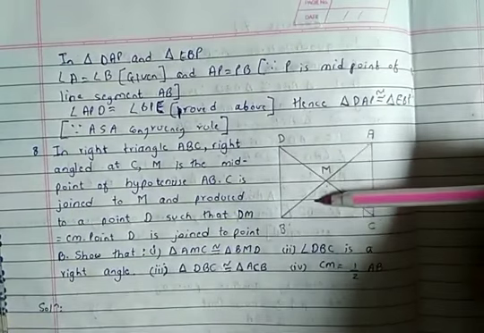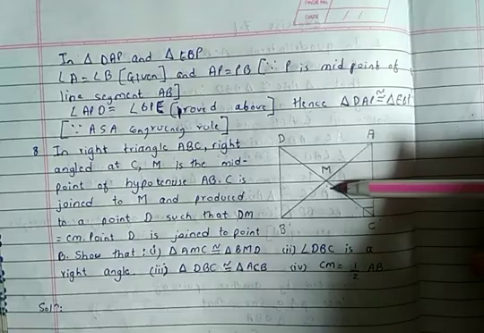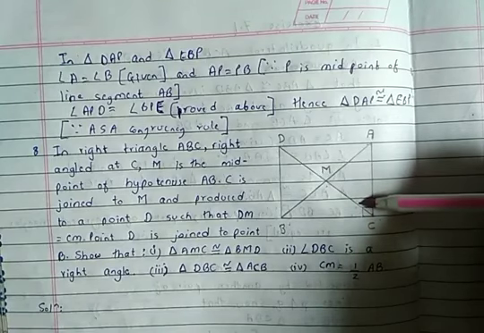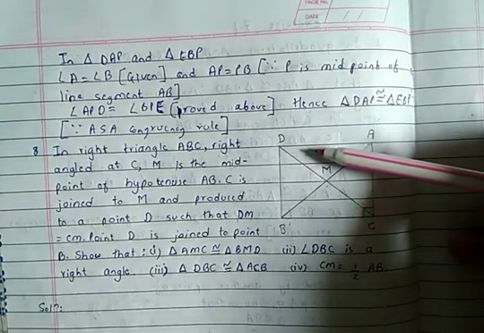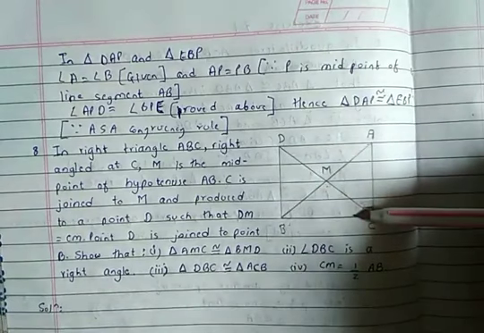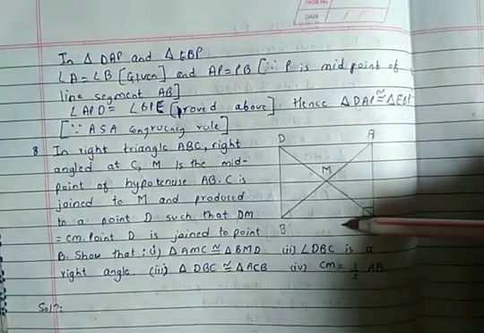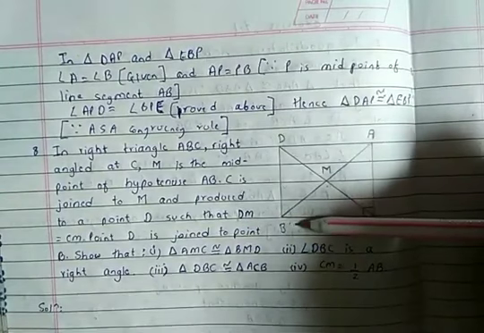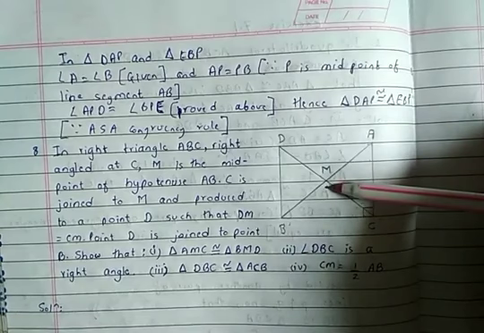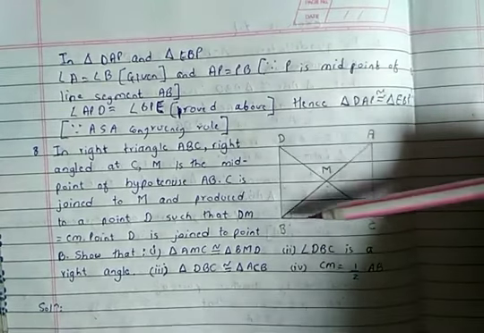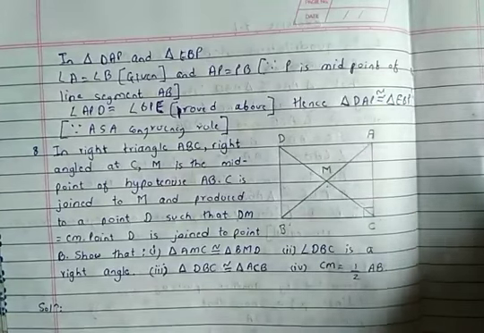This figure is drawn for you. Okay. We have to prove that triangle AMC is congruent to triangle BMD. Second thing, we have to prove that angle DBC is a right angle. Third, triangle DBC is congruent to triangle ACB. And fourth thing, we have to prove that CM distance is equal to half of distance AB. Right? These four things we have to prove. Right? So how will we start?